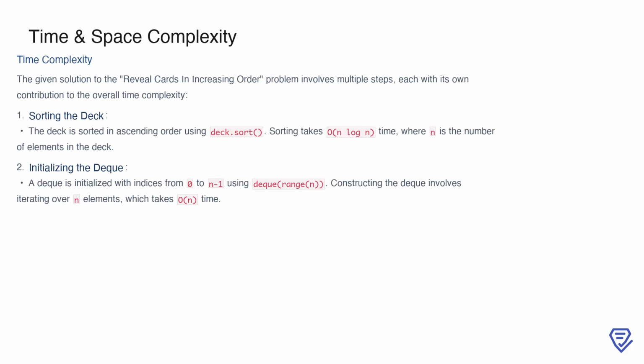In this problem, the time complexity is determined by the key steps of the solution. First, we sort the deck of cards in ascending order using the deck.sort method. Sorting involves rearranging all n elements in the deck, which takes n log n time. After that, we initialize a deque with indices ranging from 0 to n-1 using the deque(range(n)) operation. This step requires iterating over all n indices, which contributes an additional O(n) to the time complexity. These two steps set the foundation for the rest of the algorithm.